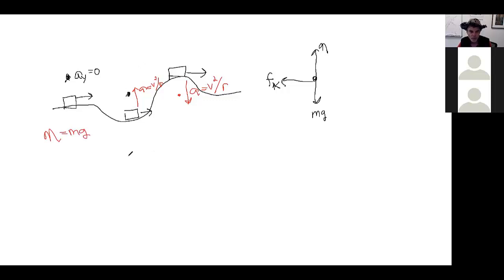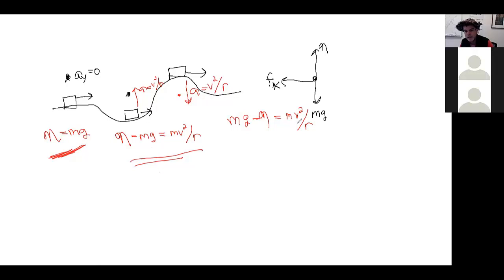Second case, the acceleration is up. I would define up as positive, which gives normal force minus mg equals mv squared over r, and then you can solve for the normal force. For the third case, on top of the hill, the acceleration is down, so I would define down as positive. You get mg minus the normal force equals mv squared over r. So on a straightaway, the normal force is just the weight. At the bottom of the hill, the normal force is bigger than the weight. When cresting the top of the hill, the normal force is less than the weight.